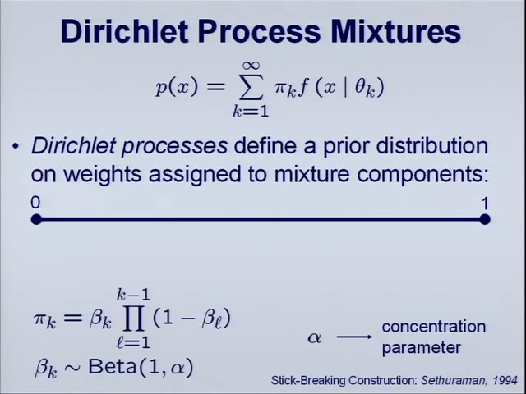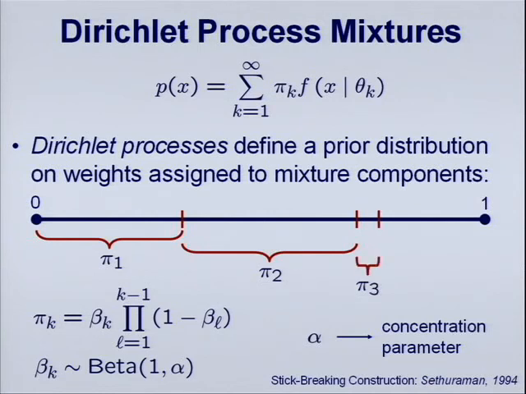And then the first mixture component, I'm just going to take that stick and break off a random proportion of it. Okay, so pi1 is going to be some random piece of the stick. And I'm going to draw that from a beta distribution, which is a standard distribution on the unit interval. So now I have some smaller part of the stick left. Again, I'm going to draw another beta random variable and break off some random proportion of that. So that'll give me a second weight, pi2. But now I have this yet smaller piece of stick remaining. So now I again draw a random proportion, get a third mixture component, and so on.